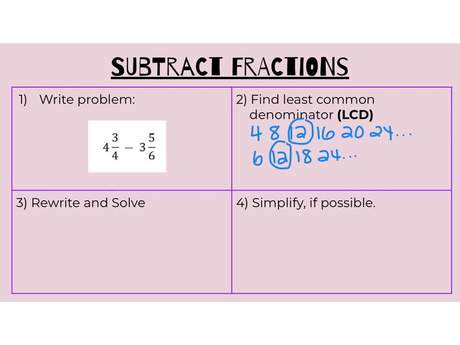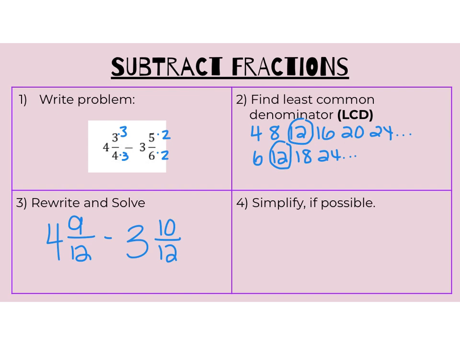So now we need to rewrite both of these fractions, and I know that to get a denominator of 12, I need to multiply 4 by 3. So I will also multiply the numerator by 3, so that would give me 4 and 9/12. And then to get the 6 to become a 12, I would multiply the denominator and the numerator by 2, which would give me 3 and 10/12. So we have just rewritten our fractions.